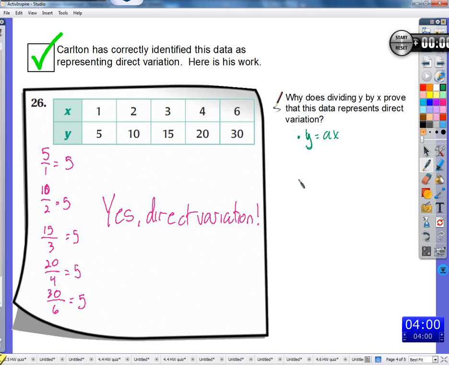Okay, so direct variation, that's what it means. Well, if y equals a times x, can we solve this for a? Can we get a by itself? Answer is yes. Now the question is how?